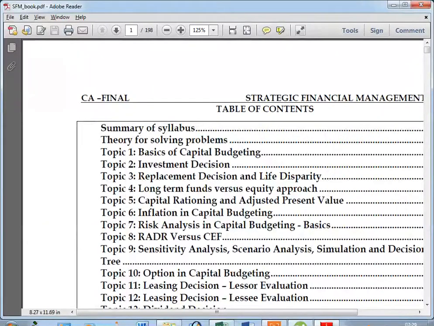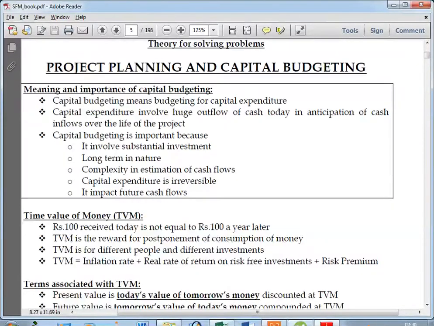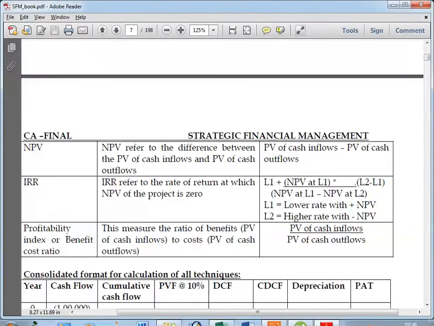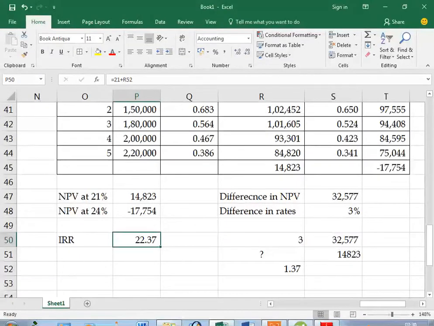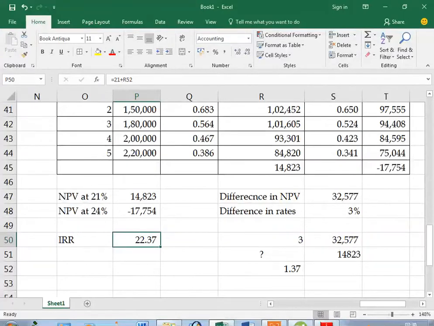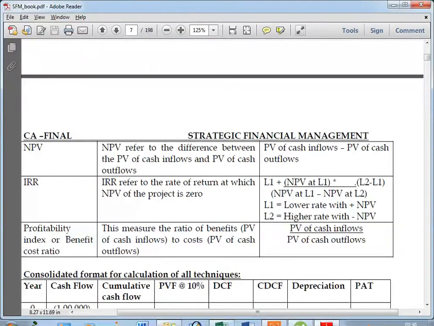Now the formula for this IRR is L1 plus NPV at L1 divided by NPV at L1 minus NPV at L2, into L2 minus L1. Technically an interpolation formula. If you remember the formula, great. L1 means lower rate. So in this case 21 plus NPV at L1, which is 14,823, divided by 14,823 minus of minus 17,754, into 24 minus 21. You want to do it in graph way or timeline way or the formula way, it's up to you. But this is the approach.